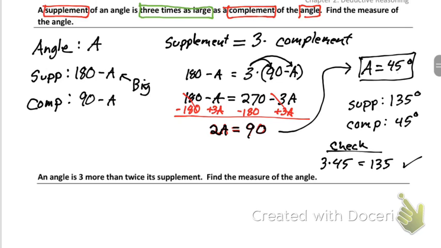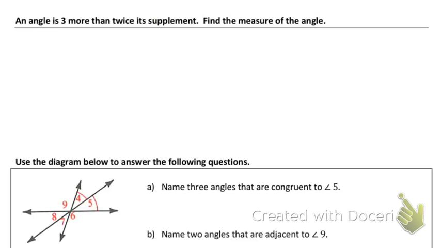All right, let's do another one. This one says an angle is 3 more than twice its supplement. Does that one talk about complements at all? No. So it didn't talk anything about complements, so all I need to worry about is the angle, which I'm going to call cap A. And I'm going to talk about the supplement, which is the one that equals 180, so this is going to be 180 minus A.